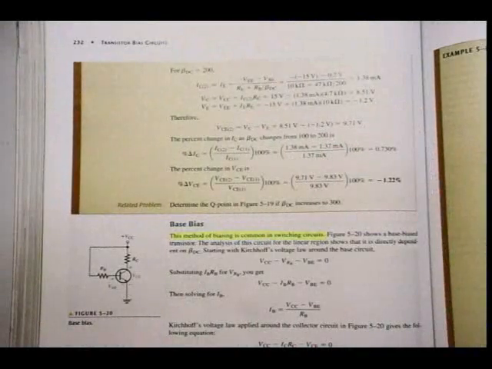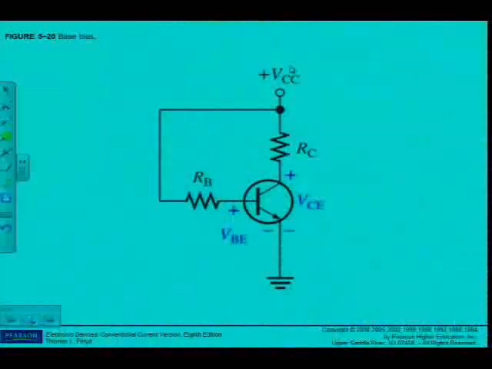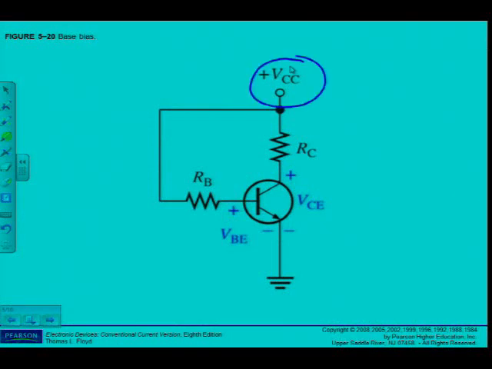Let's have a look at base bias. You should be familiar with base bias, the base bias circuits. Basically what we've used up to this point before we started with the voltage divider biasing. If I go and look at figure 5.20, base biasing, the only difference here is that they're now using a single supply. Remember previously I didn't have that, and I had a separate supply for VBB.